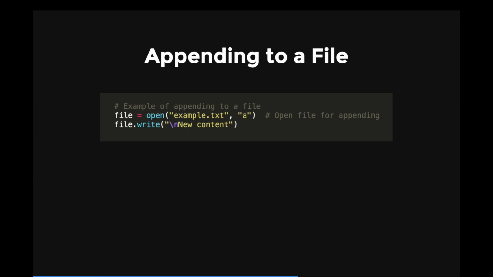Appending to a file. To append data to an existing file without overwriting its contents, you can open the file in append mode. So if you don't want to accidentally overwrite something, you can use a, which is the append parameter. You open example.txt and pass a, and I'm saying file.write to write this data in a new line. That's why I'm giving \n and passing new content to it.